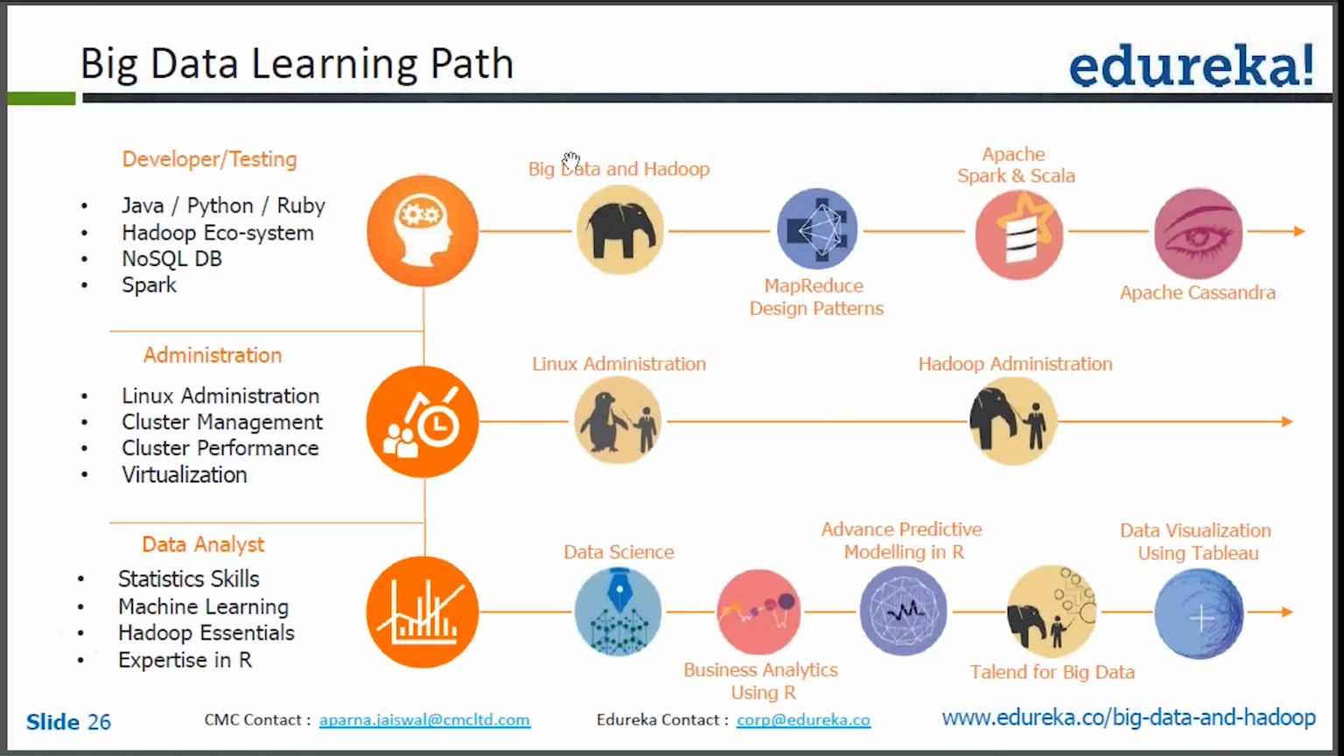What is MapReduce, everything, and a separate course like Apache Spark and Scala. We will understand what this Spark framework is and how it is going to be useful for us. And Scala is just another language like Java. Like that, we have Apache Cassandra. Cassandra is a NoSQL database. Okay, what it is, everything.